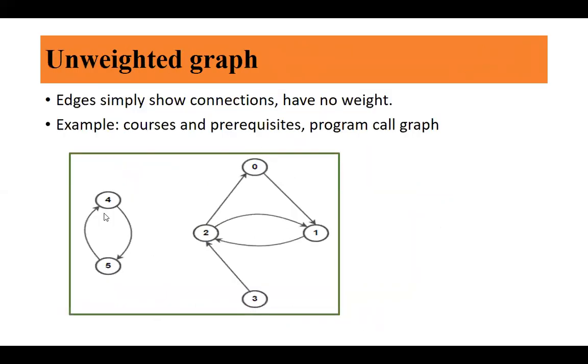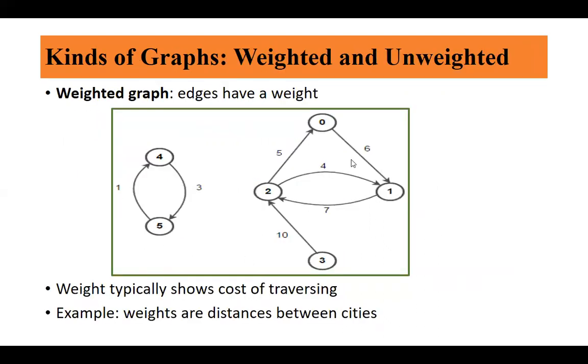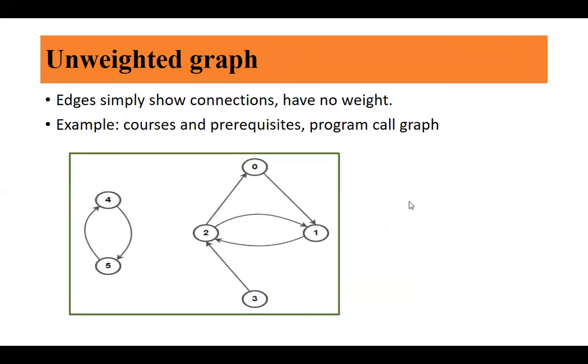In the case of unweighted graphs, there are no weights associated with the edges, right? In this case, you had weights associated with the edges. In this case, you don't have any weights associated with the edges. A simple example where you can use them is the prerequisites for a course. For a particular course, you do have some prerequisites. At that time, you can represent it using unweighted graphs.